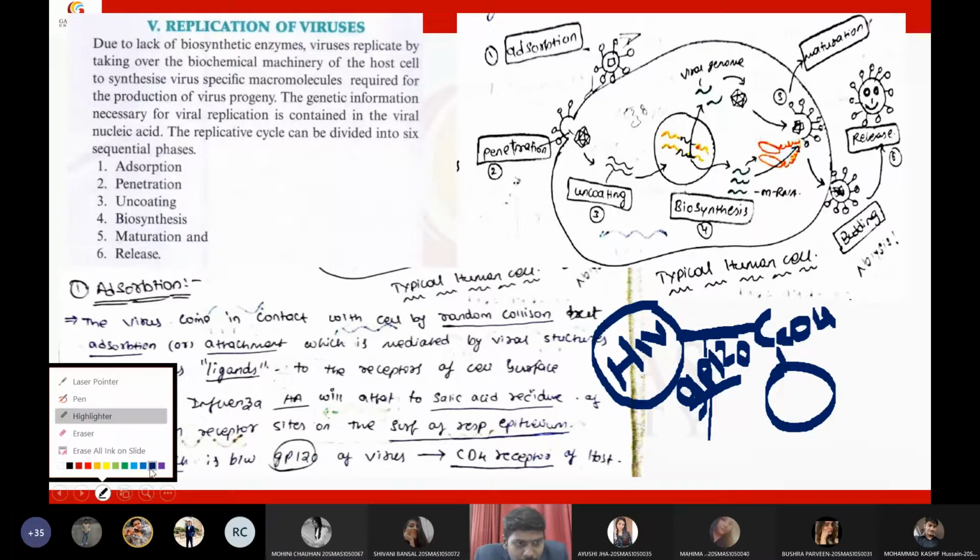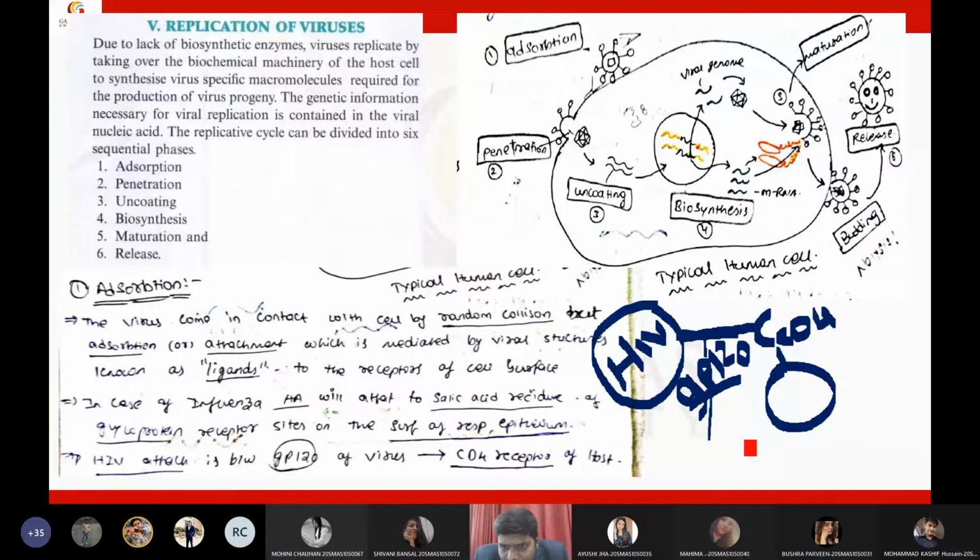Now, if I give the patient a tablet that inhibits this GP120, I can actually treat the patient. So I can at least eliminate the viral entry or viral attachment to the cell. So that is why understanding the viral replication is very important.